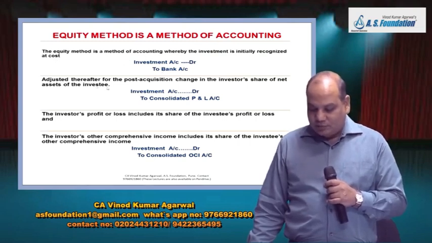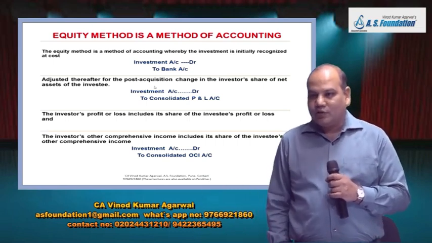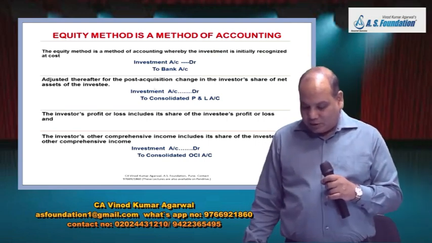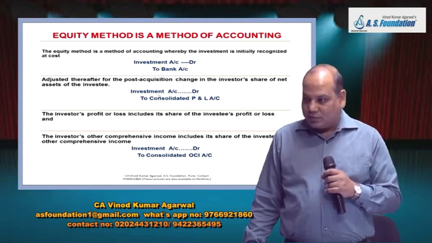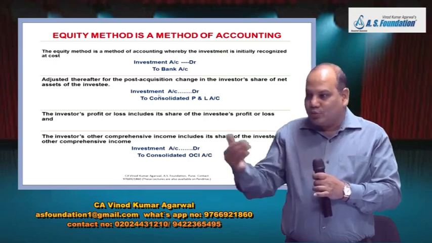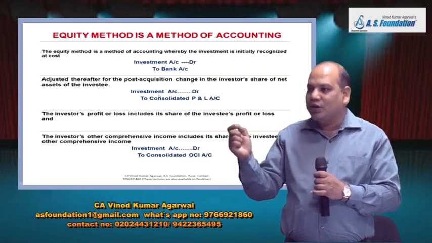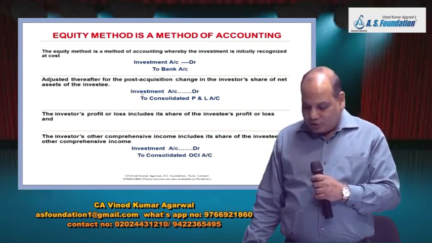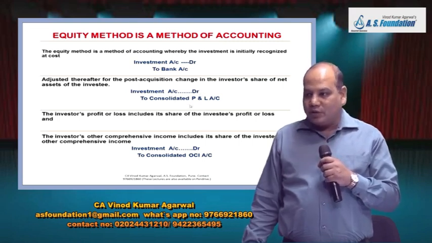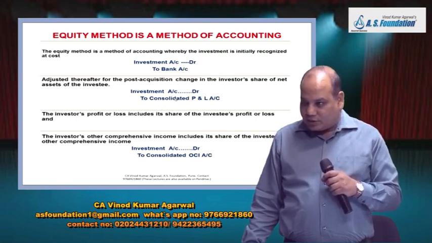And thereafter, as the net asset of the investee, that is associate, will change, you will make a corresponding impact in the carrying amount of investment for your share only. So if their net asset has changed from 1 lakh to 2 lakh, your share in that is 1 lakh into say 20%. So you will increase the carrying amount of investment. Investment account debit to consolidated profit and loss account. What if there is a loss? Reverse the entry.